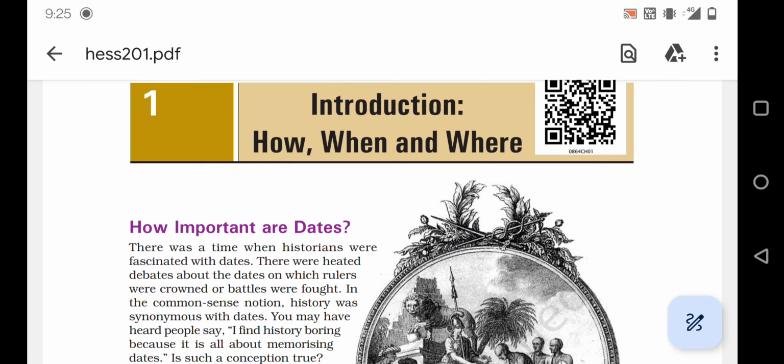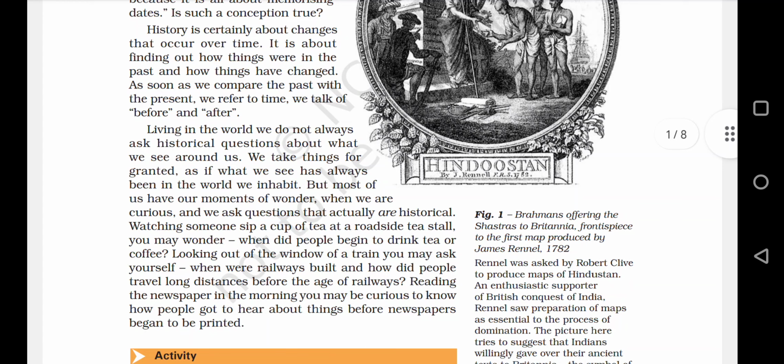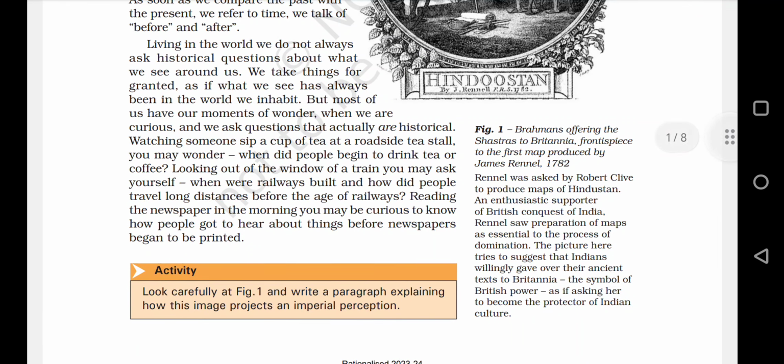So we can first consider a few important points like the timeline. As I've told you, whenever you're learning any chapter, you need to do the timeline. What happened in this chapter? There are some pictures like this picture. It has a history. It was made by somebody, James Rennell, and then you will be talking about many other pictures and their relevance, because history is not just to cram things and write it in the exam. No, you need to learn things in a well manner.